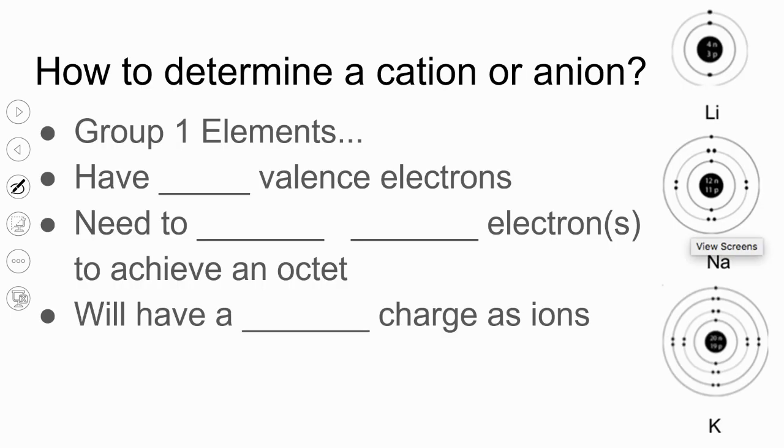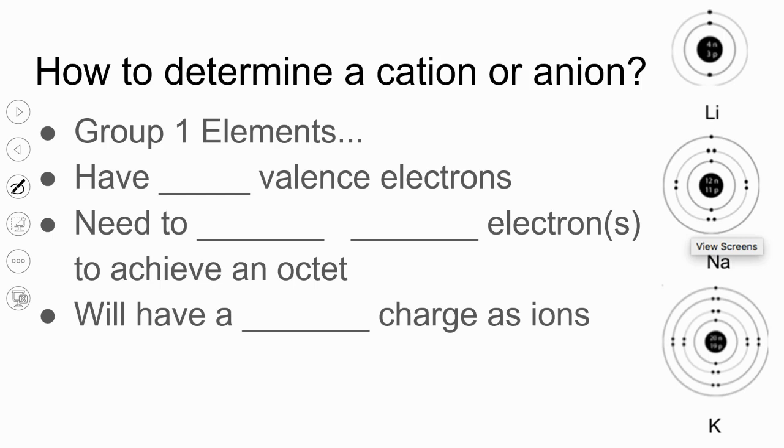We can use this fact that everything wants 8 electrons, a full shell, to decide if it's going to be a cation or an anion. If it's losing electrons, will it be a cation or an anion? Cation. If we lose electrons, it's going to be more positive. If we gain electrons, it'll be an anion.